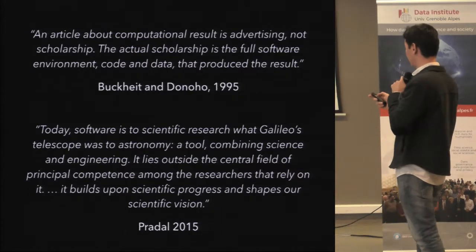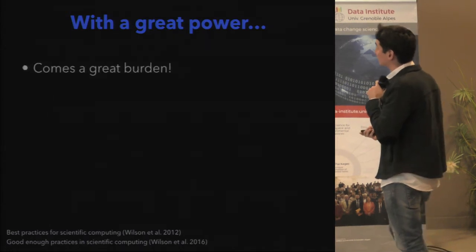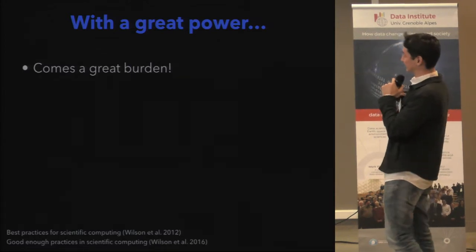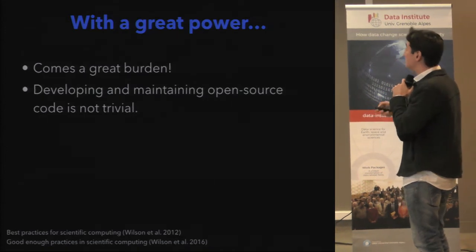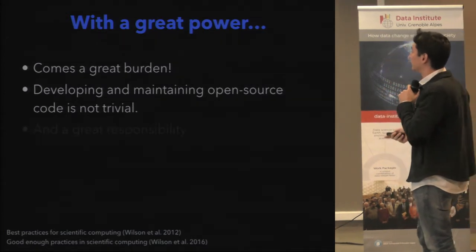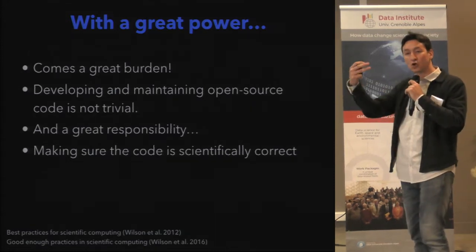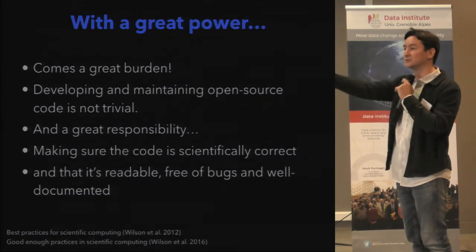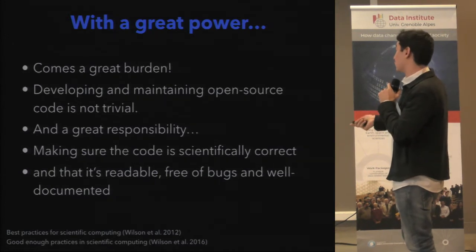So I cannot agree more with that. But with great power comes also a great burden. As it was said, this is not the core competence for a scientist, right? It's about developing and maintaining open source software, and this is not trivial. It also comes with a great responsibility to make sure that the code is correct and readable, so it can be projected into the future and developed by other people.